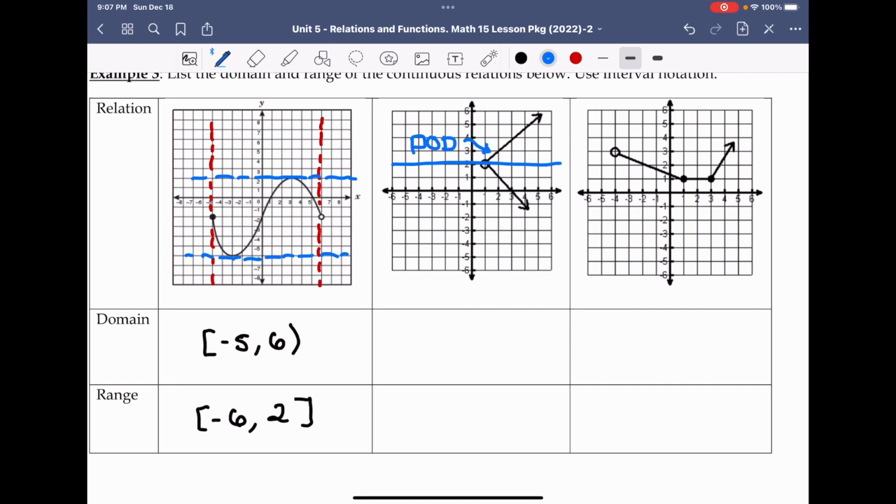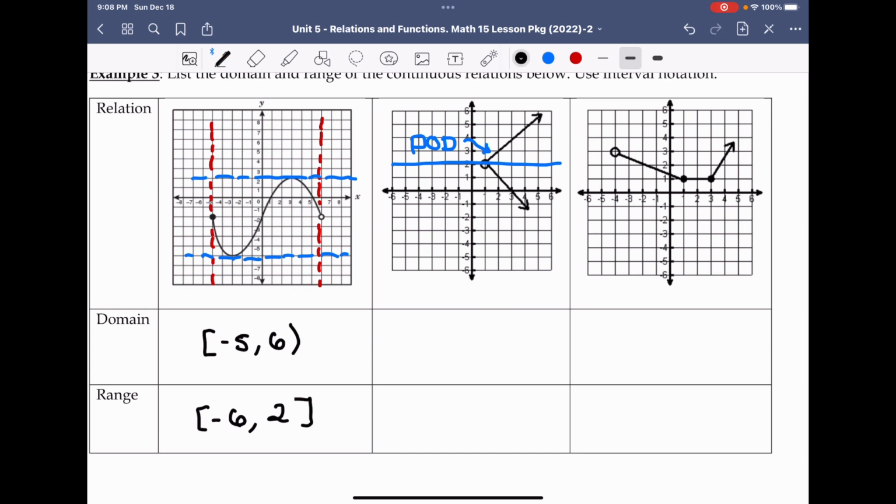A point of discontinuity basically says that if there's a hole in this graph at this point, we actually need to split our domain and range in specific ways. So it looks like we don't have a y value of 2 because there's a hollow point there and the graph does not meet there.